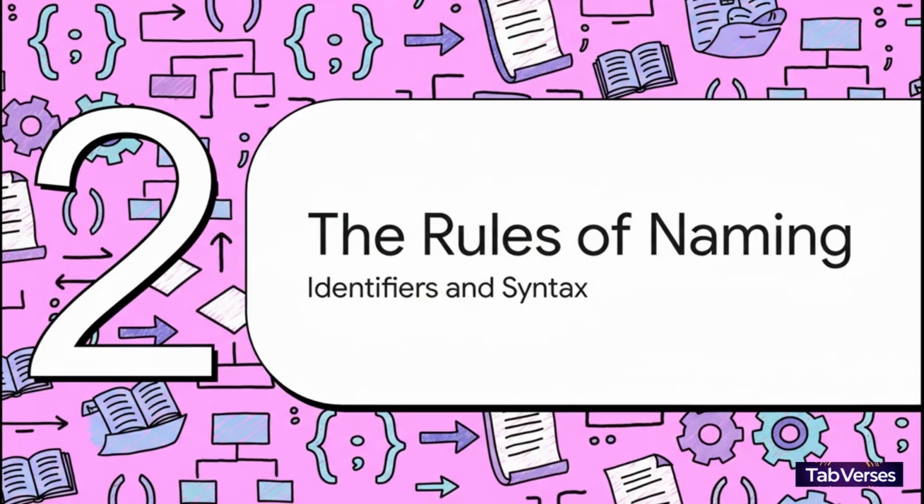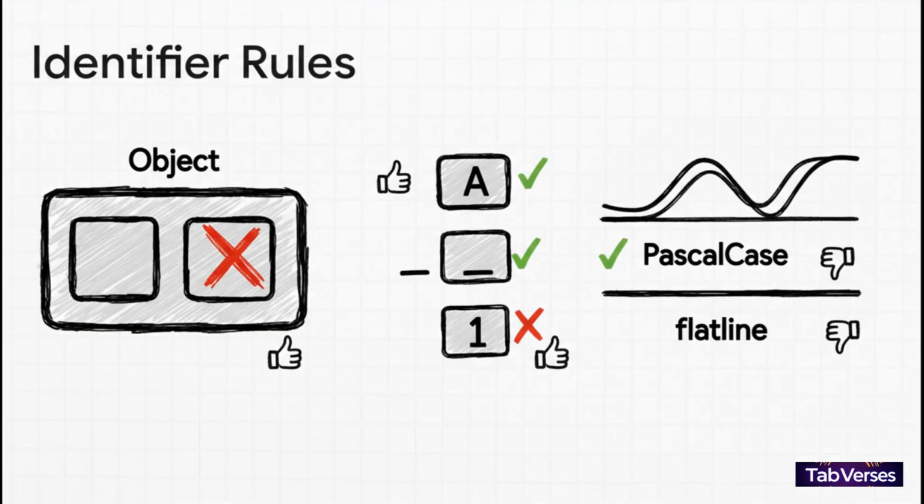Now, just like any language has grammar, AL has its own rules for how you create these names. In programming, we call this syntax. And trust me, you can't just make up your own rules. Following the syntax is what guarantees the computer understands exactly what you mean. So what are these rules? Well, first off, every name has to be unique in its area. You can't have two boxes labeled old photos in the same closet, right? Same idea. Second, every name has to start with a letter or an underscore. And here's a pro tip. Even though AL doesn't care about capital letters, you should always use Pascal case. It's the industry standard and makes your code way easier to read.